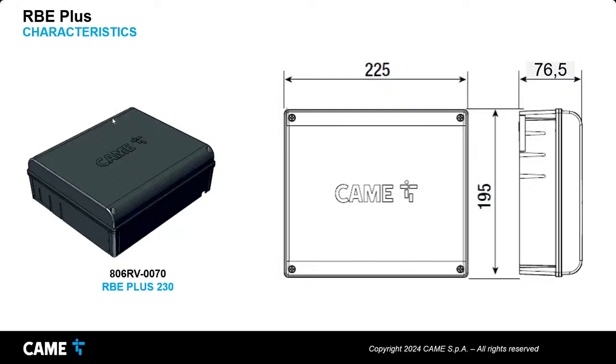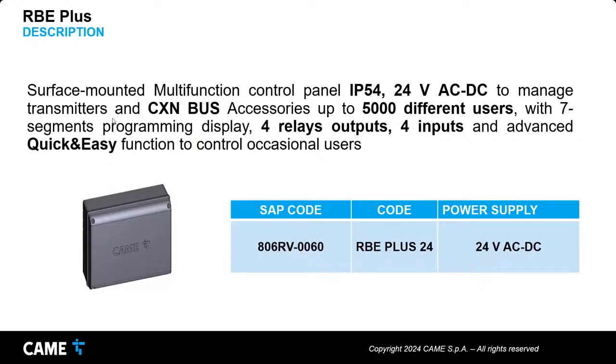So basically, when we talk about the dimensions of this new product, RBE Plus, we are talking about a cabinet, the plastic box, which is about 22.5 centimeters by 19.5, with a thickness of about 7.65 centimeters. Okay, so these are the main things that we need to say about the aesthetic part of the RBE Plus plastic, nothing more than this.